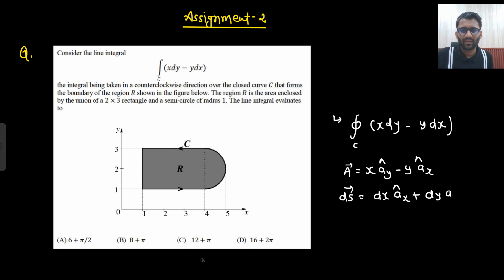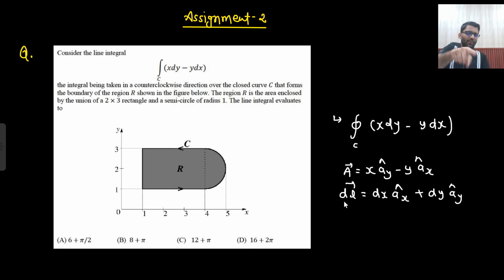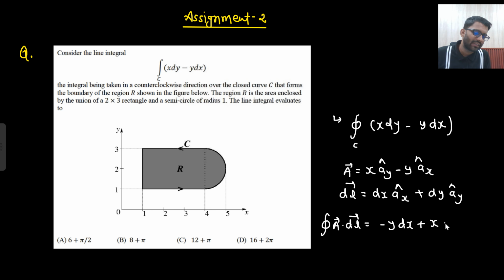Wait a minute. Sorry, not ds. Really sorry. dl. Not ds. dl. So dl will be dx ax cap plus dy ay cap. This will be my dl. If I do A dot dl, what am I getting? ax cap will be multiplied with ax cap, so minus y dx, plus ay cap will be multiplied with ay cap, plus x dy. This is what you are getting.